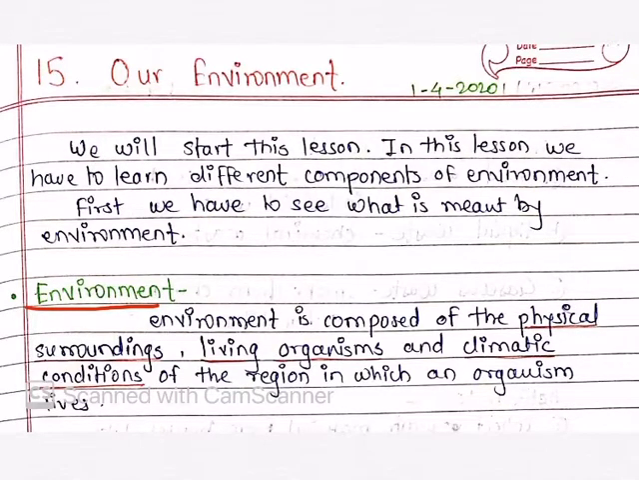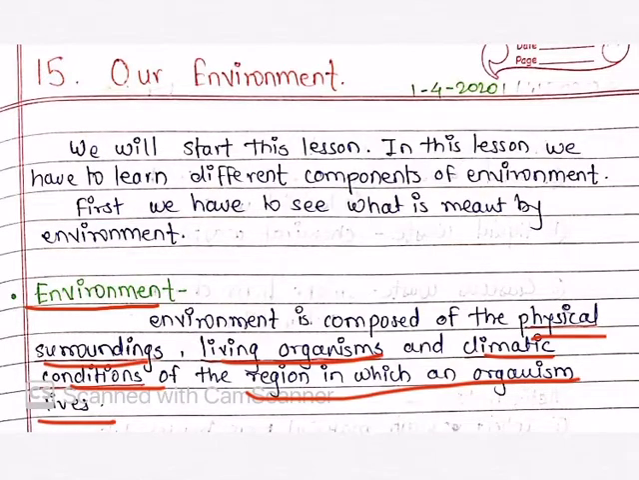When we consider the definition, you have to remember it as it is and write it down as given in the textbook. We should divide this definition into some parts: environment is composed of, this is one part of the sentence, then physical surroundings, then living organisms, climatic conditions of the region in which living organisms live. We have to remember these points as they are.